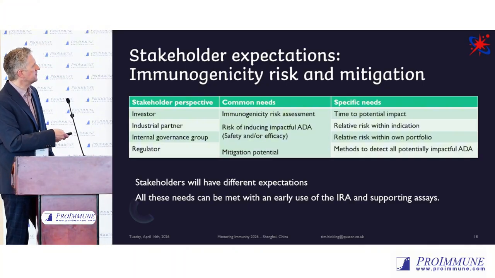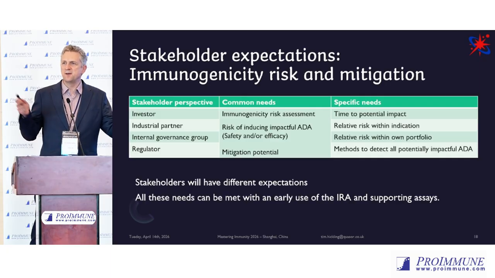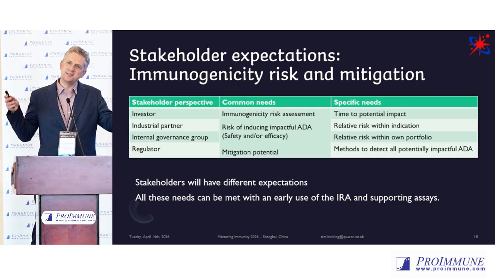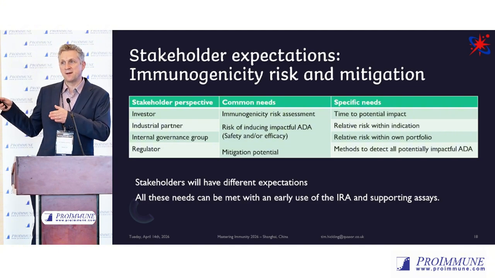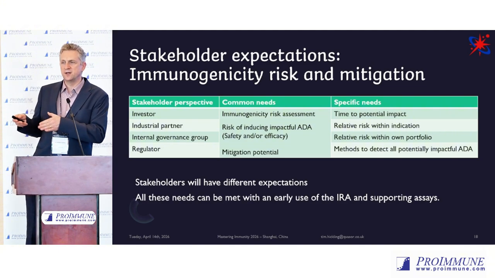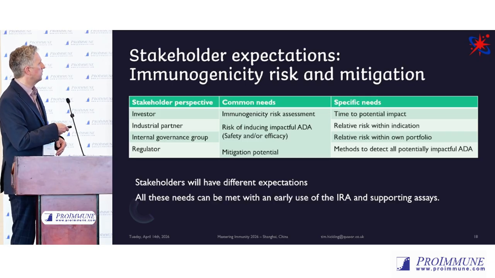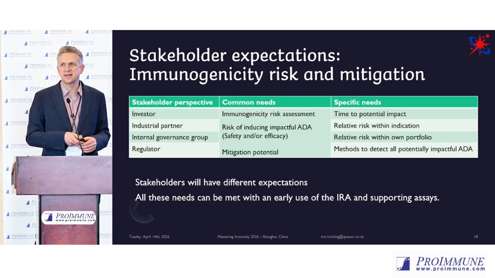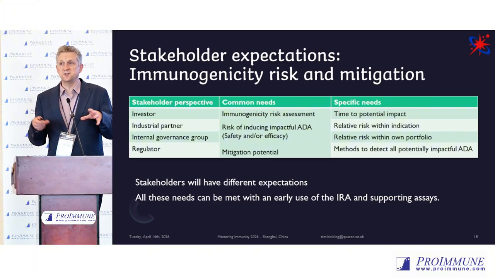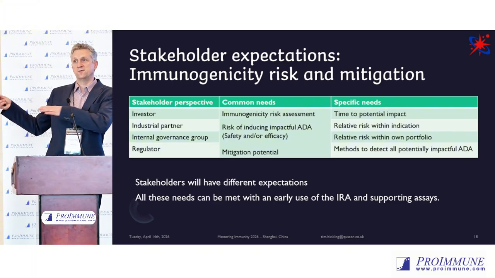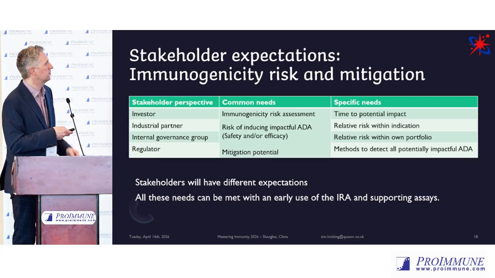This is tricky, right? Risk of inducing impactful ADA. Generally we would say more ADA gives you a higher chance of getting more impactful ADA. So showing that you've demonstrated a lower immunogenicity strategy is a positive thing. One of the things as well is the possibility to mitigate, be that through different dosing. In the early phases, your mitigation may well be running the ProImmune assays to make sure that we can choose the low immunogenicity molecule.